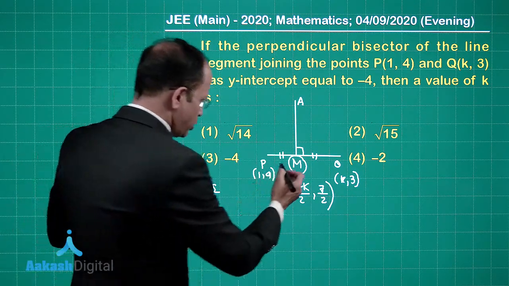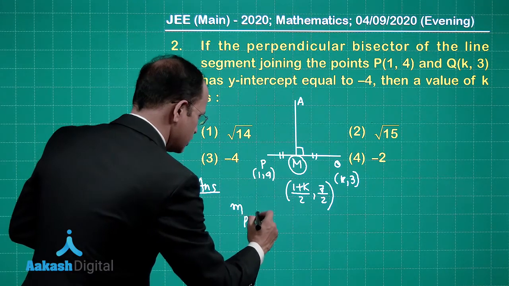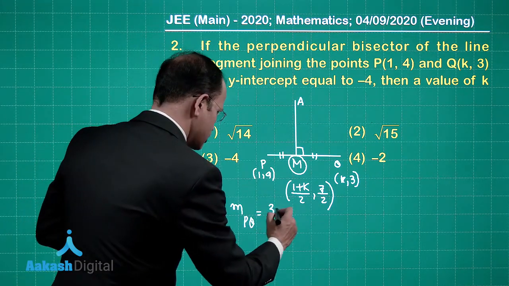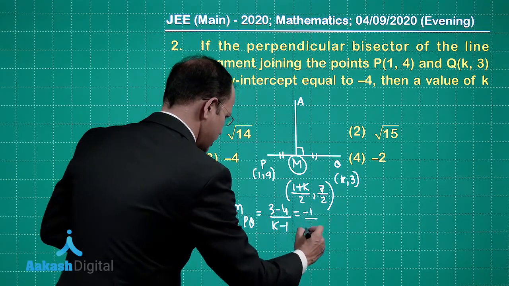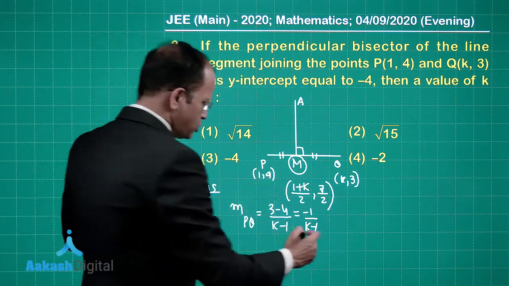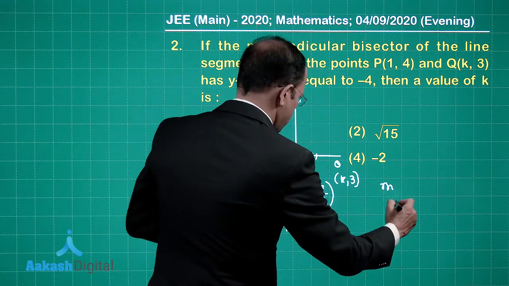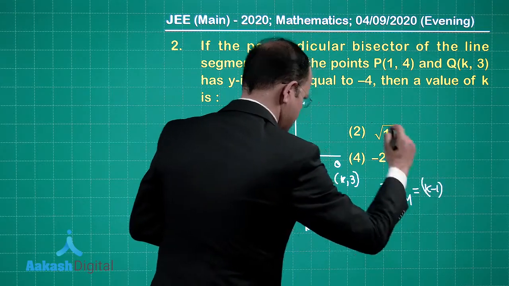So if I talk about the slope of PQ, how much is it? It is (3 minus 4) divided by (k minus 1), so this is minus 1 upon (k minus 1). This is the slope of PQ, isn't it? And the slope of the perpendicular bisector is coming out to be k minus 1, the negative reciprocal.